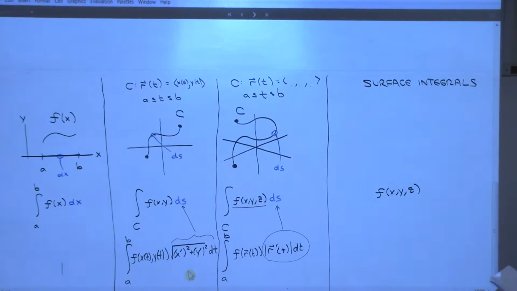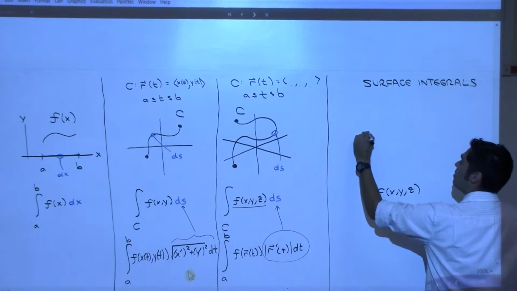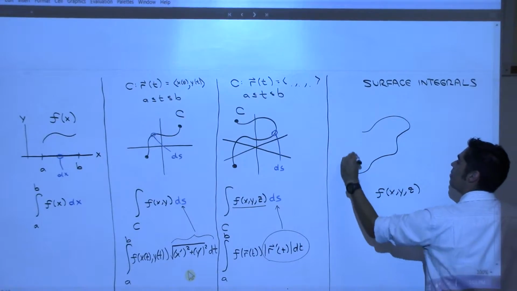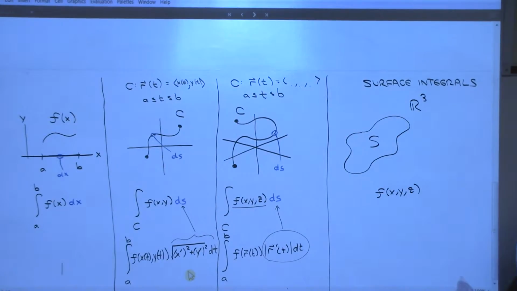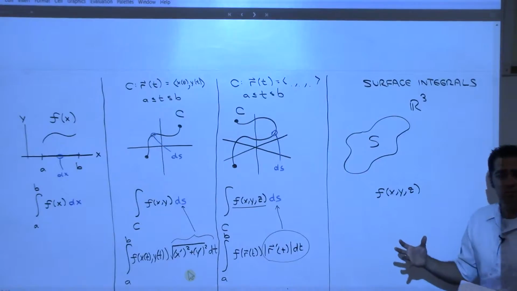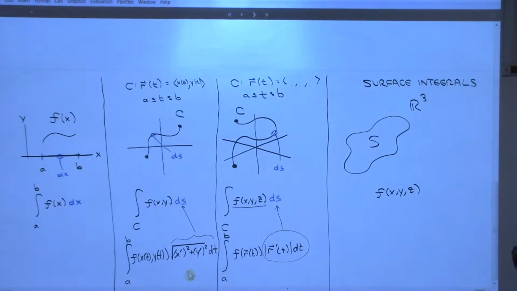This time, the domain of our integration, we want it to be a surface S in three-dimensional space, all right? So it's just this thing floating around in space. It could be a sphere. It could be a paraboloid. It could be a lot of things. It could be a plane. But it's a three-dimensional surface, right? This is our domain of integration.